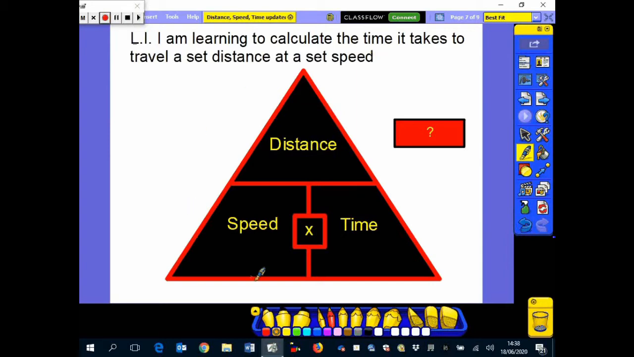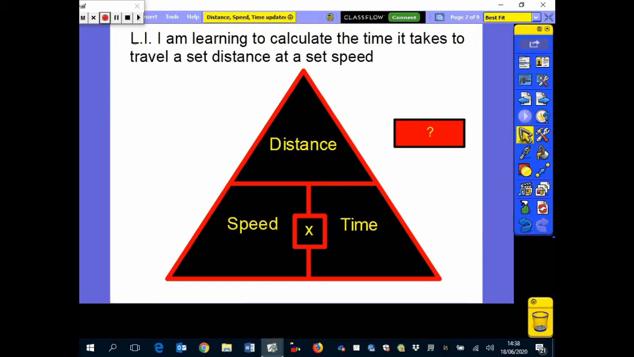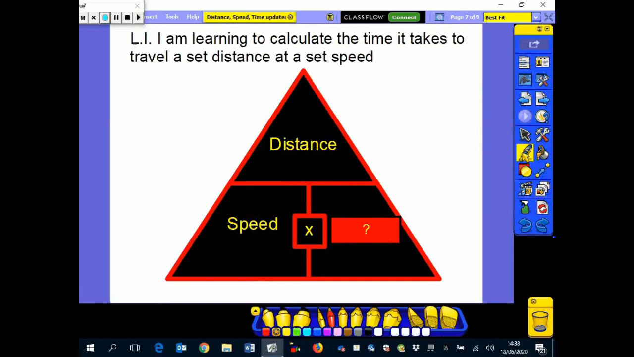So hopefully you're familiar with this diagram already, and you know that if we cover over any one of these unknown things here, then we can work out its value using the other two known variables. So in this case, we're going to cover over time, and we can see here that time, which we'll call t in this case, is equal to distance over speed.